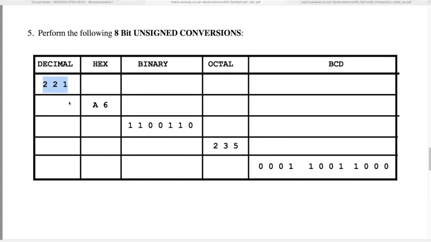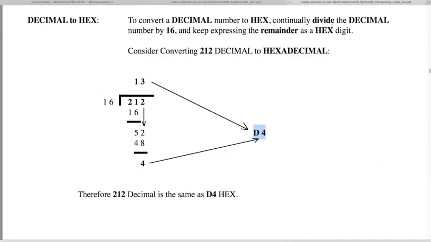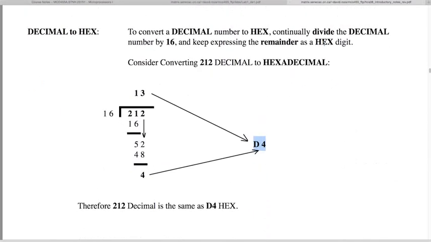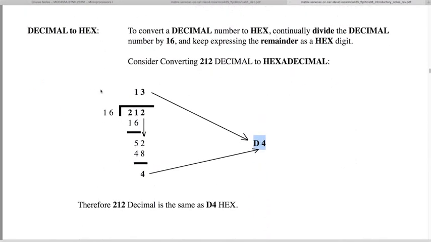Whatever the quotient is will be the first digit. Whatever the remainder is will be the second digit. So let's take a look at an example that's in the book. This one is on page 8. It shows you how to convert decimal to hex. So 16 goes into 21 once, and 16 times 1 is 16, so there's our 16. We subtract that and we're going to end up with 5.